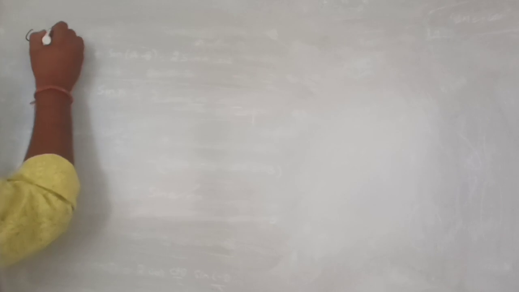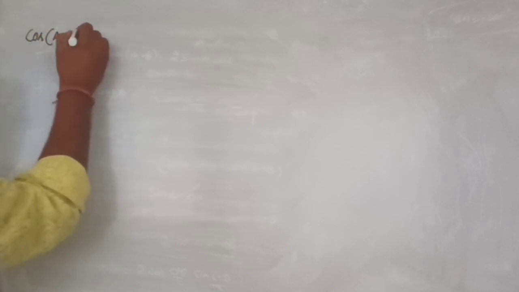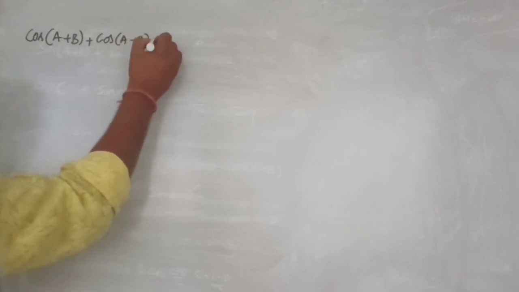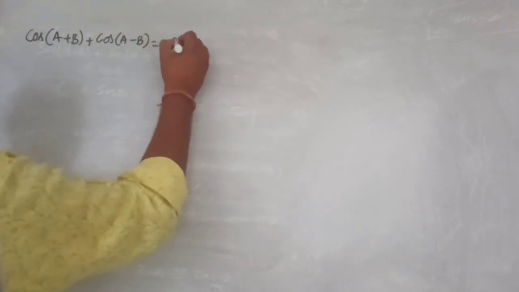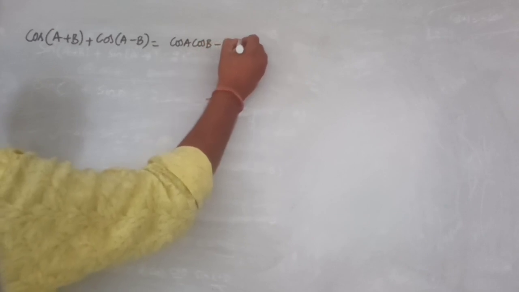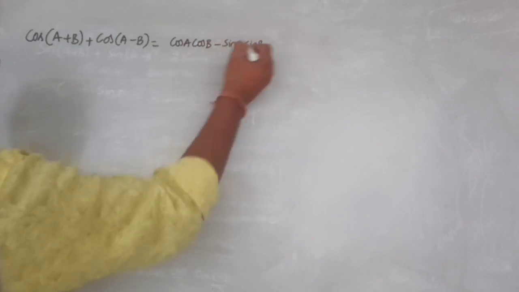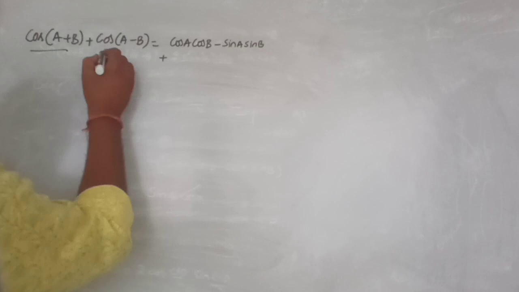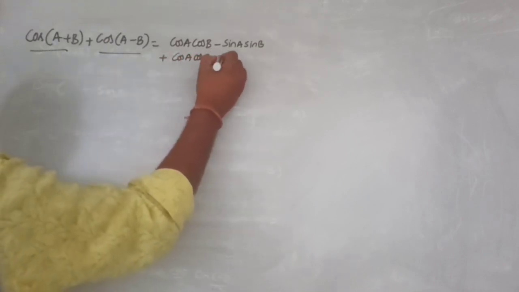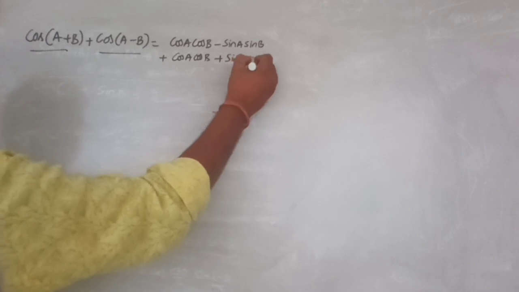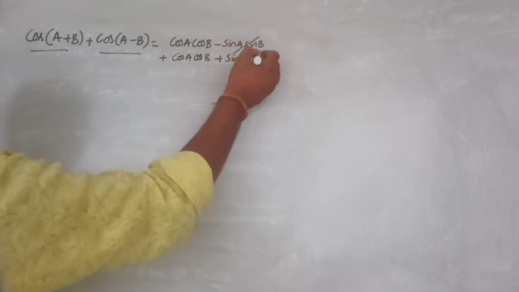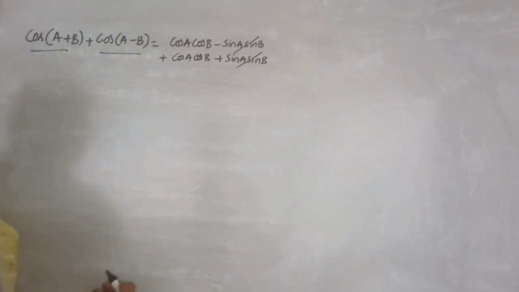Next, cos of a plus b plus cos of a minus b. So cos of a plus b is cos a cos b minus sin a sin b. That is the cos of a plus b value. Then cos of a minus b is cos a cos b plus sin a sin b. So minus sin a sin b and plus sin a sin b cancel.